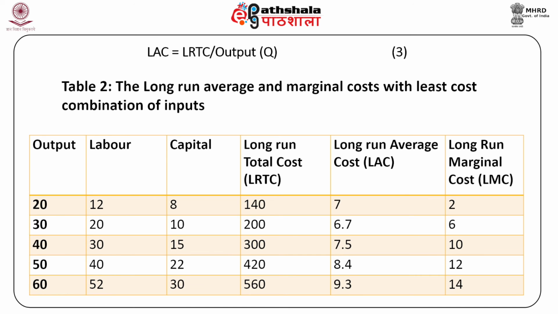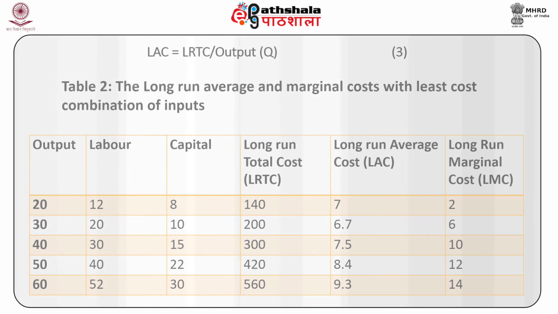When output increases from 30 to 40, the associated long run marginal cost LMC is also rising as output goes up. Note that the LMC is less than LAC when LAC is falling, but LMC is greater than LAC when LAC is rising. This is as per the relation between marginal and average quantities that we studied in earlier modules, and as per this relation, when LAC is minimum, LAC is equal to LMC.